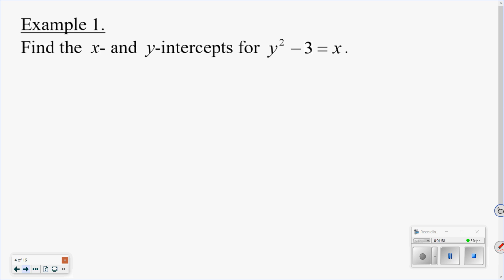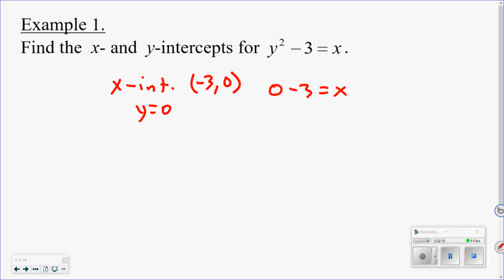To find the x-intercept, we put 0 in for y. So I put 0 in for y. I end up with 0 minus 3 equals x. Well, that was easy. x equals negative 3, right? Now, when I write the answer, an intercept is a point. So when I write it, it's going to be negative 3, 0. So you write it as a coordinate point.